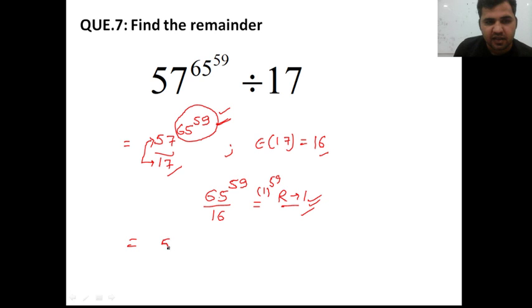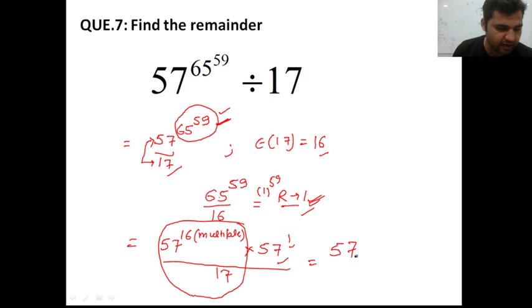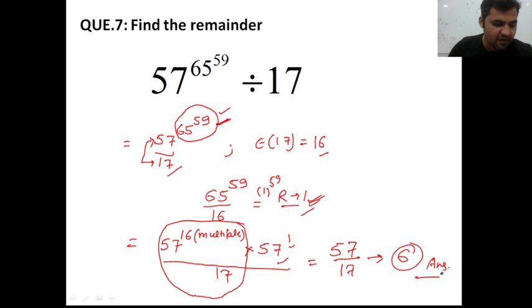So this number can be written with the power as a multiple of 16, and because the remainder is 1, this would be written as 57 power 1 divided by 17, right? So this remainder 1 has been written separately. Now you can apply the Euler remainder theorem in the multiple-of-16 part. This will give you a remainder of 1, and you will be left with only one number, that is 57 in the numerator. So 57 divided by 17 will give you a remainder of 6. So 6 is the answer of this question. Anyone having doubt, please ask. Otherwise, I'm moving to the next question.